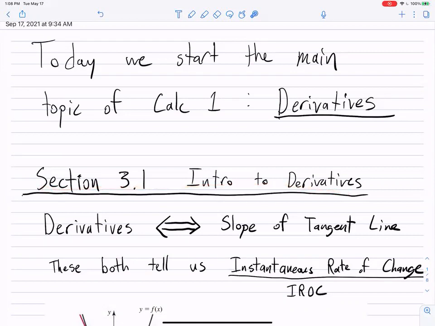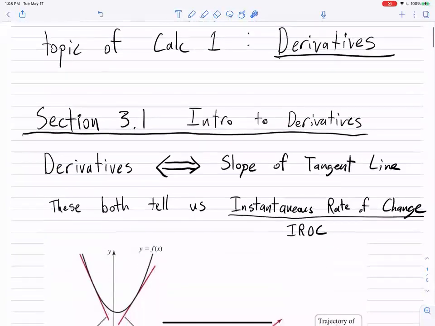And so this is the main topic of Calc 1, derivatives. And so we're going to talk about these things for the next 5 to 6 weeks. It'll be the main bulk of this course. And so all the work we did with limits is to define this thing called the derivative, which is one of the most important things we're going to learn. And so let's dive into it.